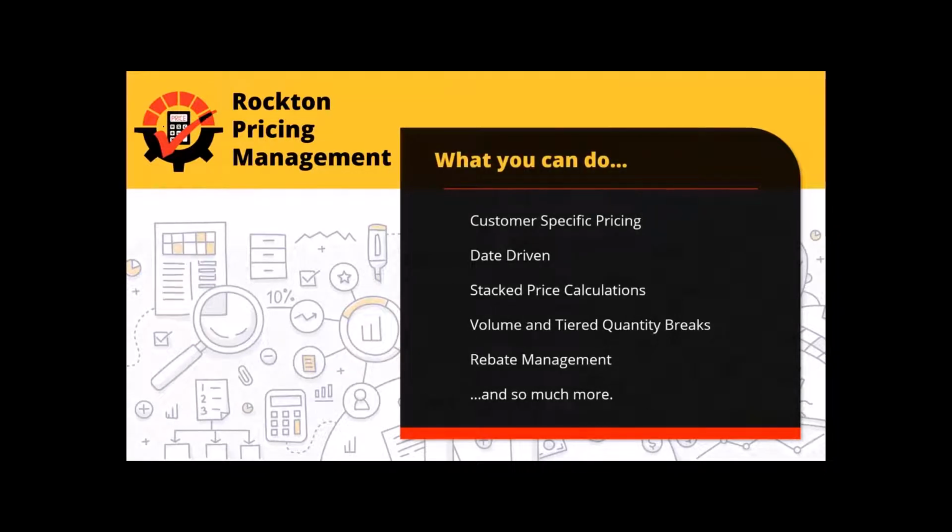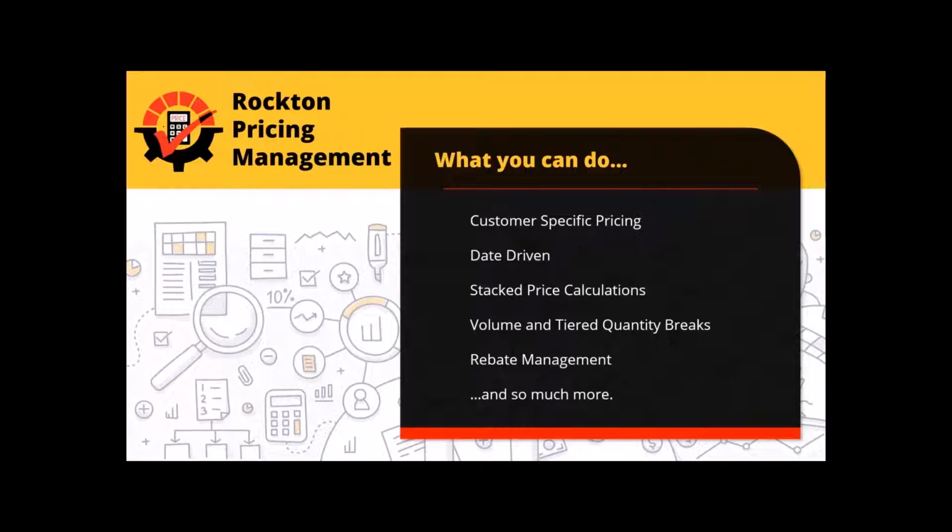So what does RPM offer? Well, RPM lets you set up pricing for the most basic scenarios to something more complex, and there are a lot of things you can do with RPM. Customer-specific pricing, date-driven pricing, so you can set up pricing ahead of time and have it go into effect at a particular time, stacked price calculations where you might have multiple discounts, fees, or other calculations. There's volume and tiered pricing, rebate management, and so much more. As long as you have a way to get a starting price, we can help.